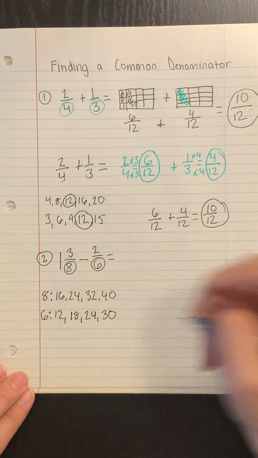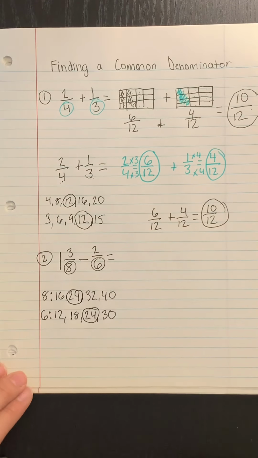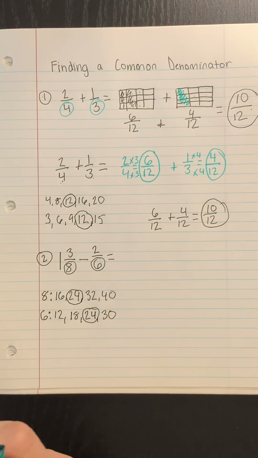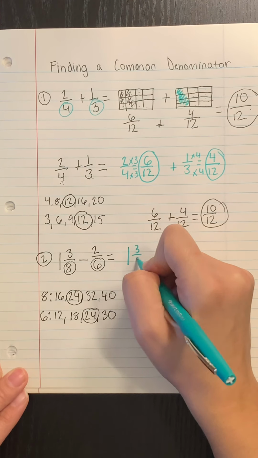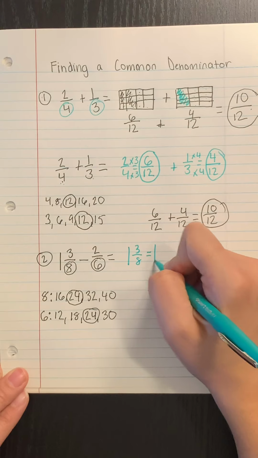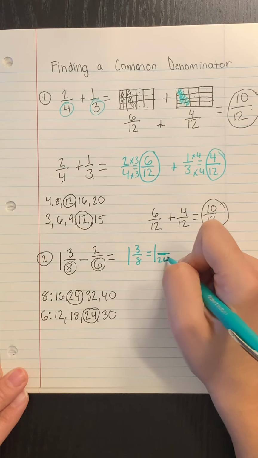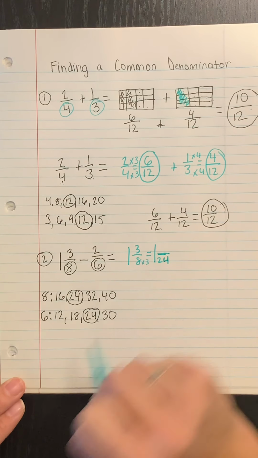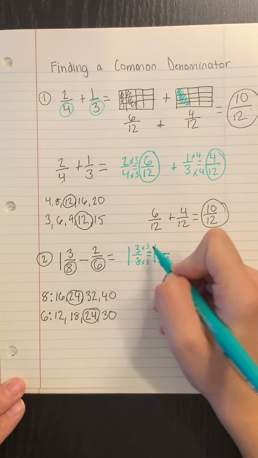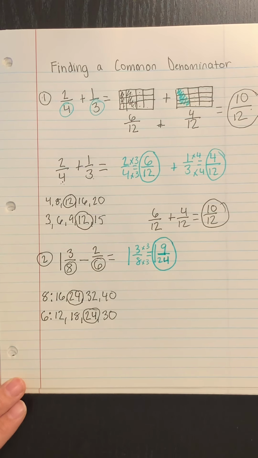So I see my common denominator. My common denominator is going to be 24. So now I'm going to rewrite 1 3/8 using my common denominator. So 1 3/8 equals 1 and how many 24ths? We got to find that numerator, I'm sorry. So 8 times 3 equals 24. So 3 times 3 equals 9. So 1 and 9/24ths.